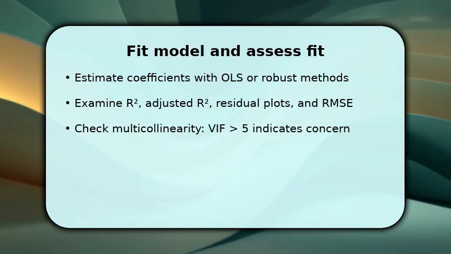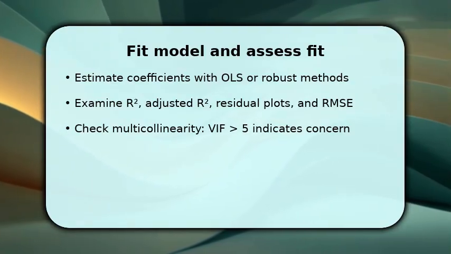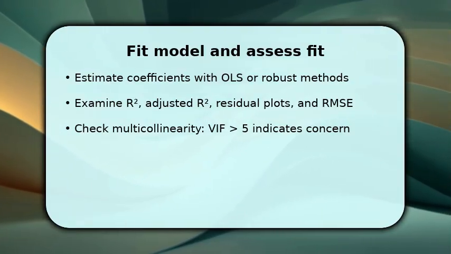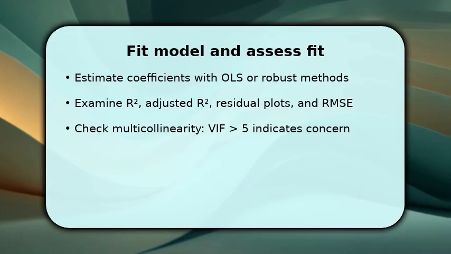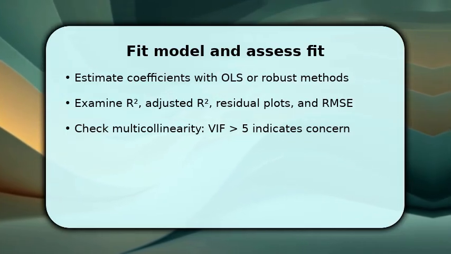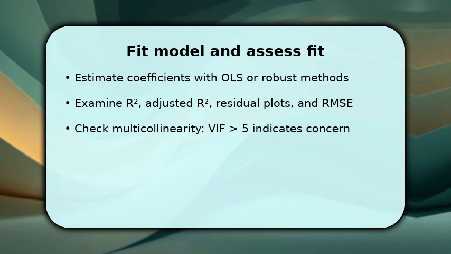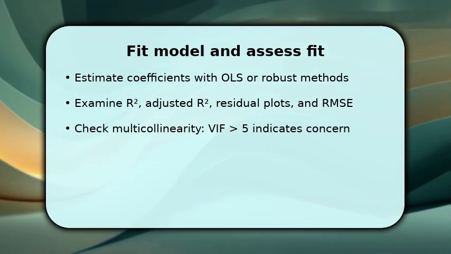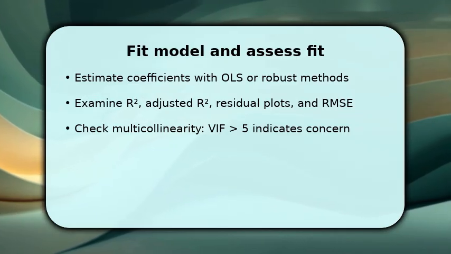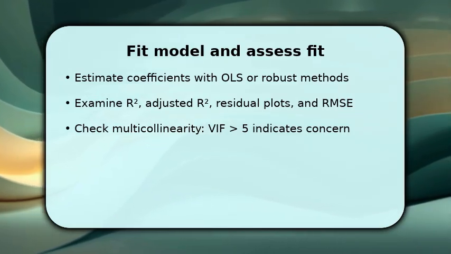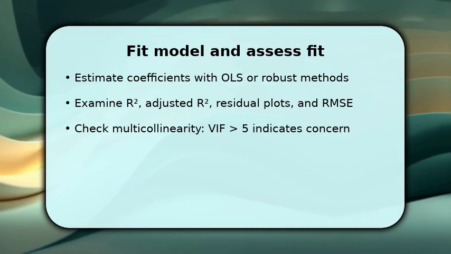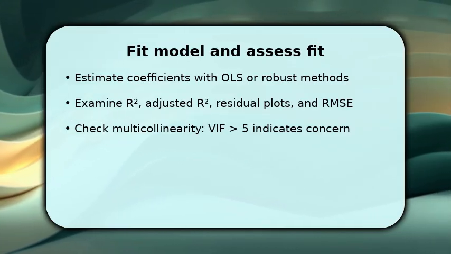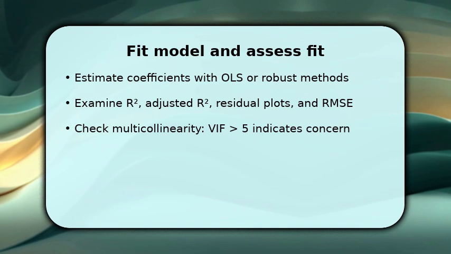You now fit the multiple regression using OLS or a robust alternative if assumptions look dubious. Include all chosen predictors initially. Then evaluate model fit through R2 and adjusted R2 to account for predictor count and inspect RMSE for practical error size. Once done, plot residuals versus fitted values to detect heteroscedasticity and nonlinearity, and run a normality check on residuals.